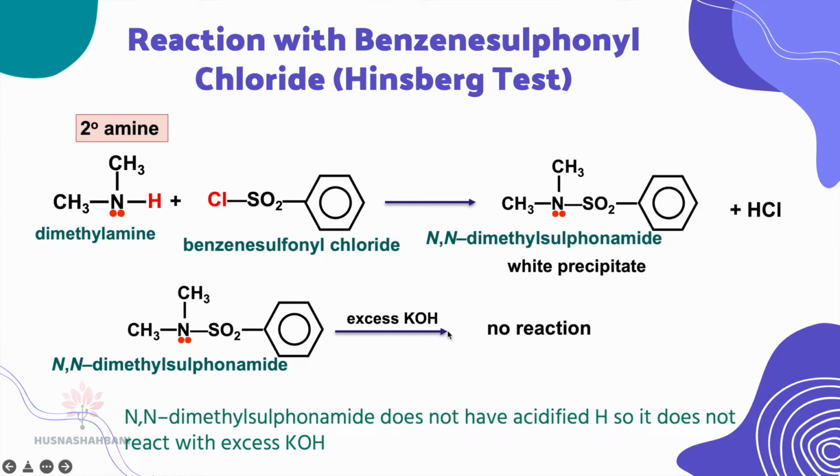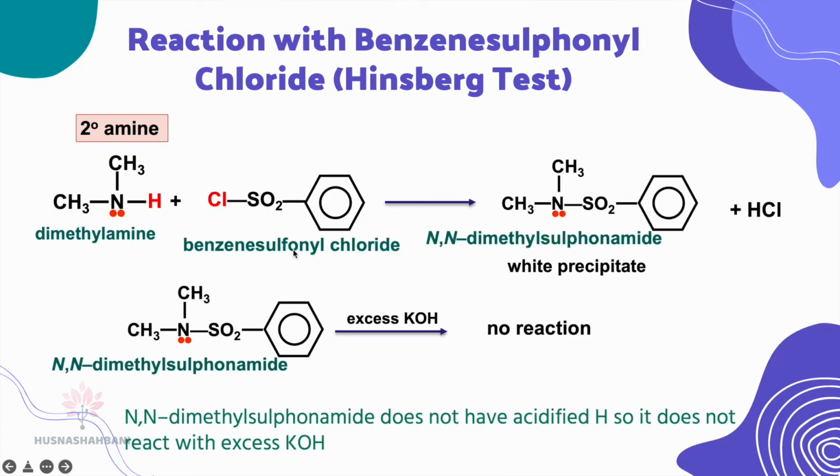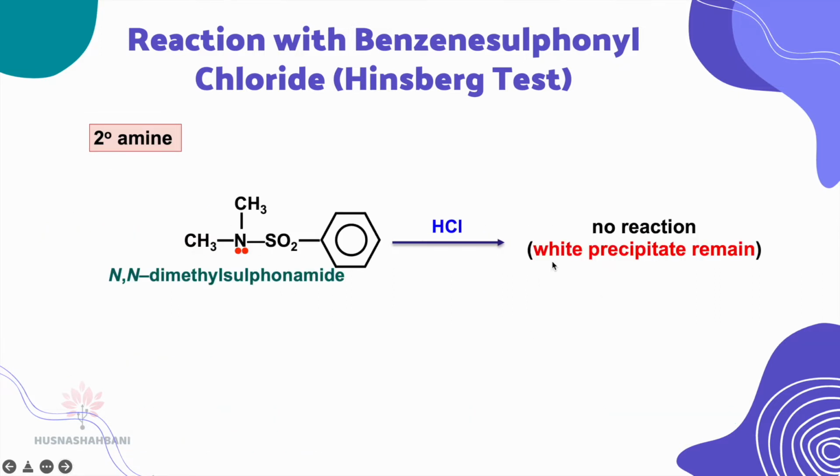And then the second step, we have to add HCl. When N,N-dimethyl-sulfonamide is mixed with HCl, no reaction will happen. So this white precipitate remains. From here, white precipitate is no reaction. Initially, white precipitate, no reaction after excess KOH. Again, no reaction after addition of HCl.